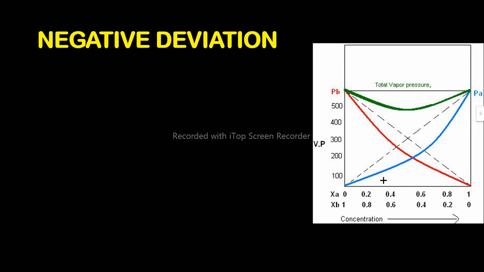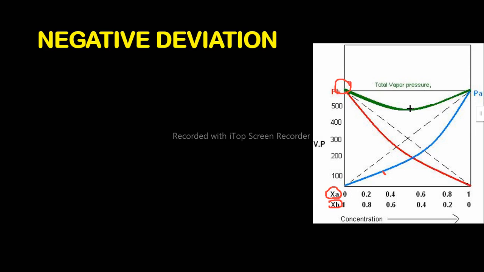So if we consider the blue one, this one shows variation of vapor pressure of the liquid. This is the mole fraction of A, this is the mole fraction of B. So this is for the mole fraction of A with composition. So the variation of vapor pressure with mole fraction of A, whereas this one shows variation of vapor pressure with mole fraction of B. And this is the vapor pressure of pure B. This is the vapor pressure of pure A.